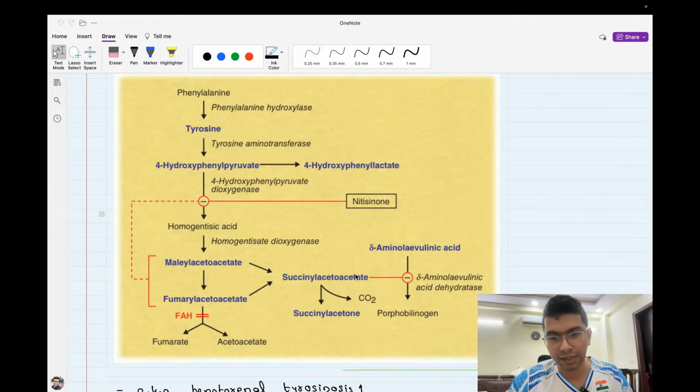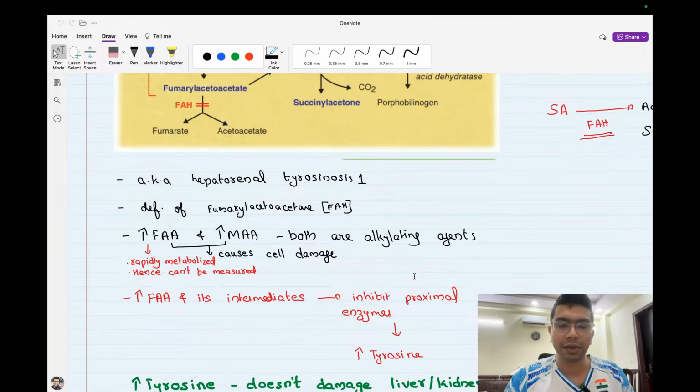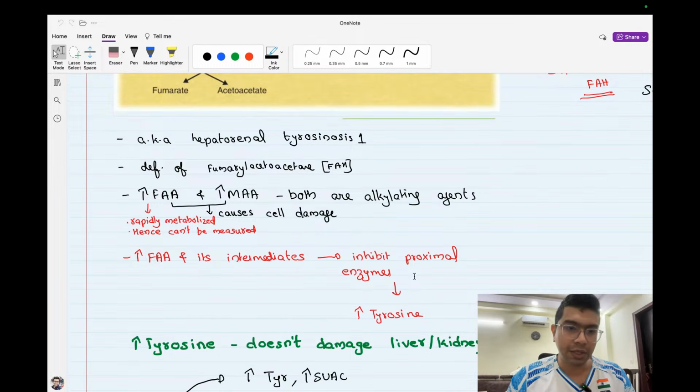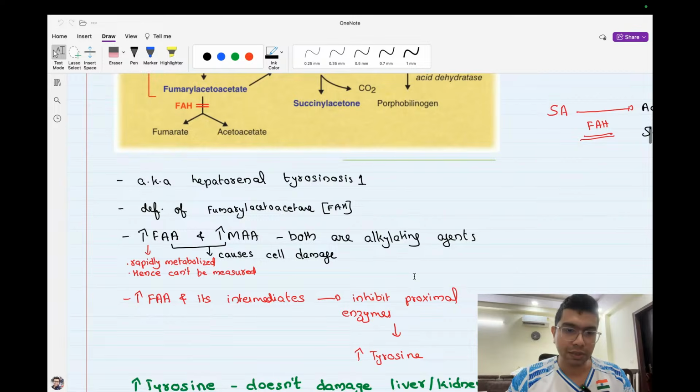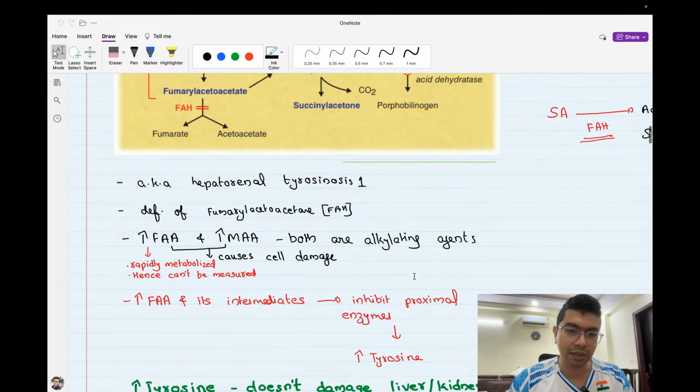Succinylacetone can inhibit the heme degradation pathway. So if there is accumulation of succinylacetone, there can be symptoms of defects in the heme metabolism pathway, which is also known as the porphyria pathway. Tyrosinemia type 1 is also known as hepatorenal tyrosinosis. And as we already discussed, fumarylacetoacetate and maleylacetoacetate are both alkylating agents and can cause cell damage.